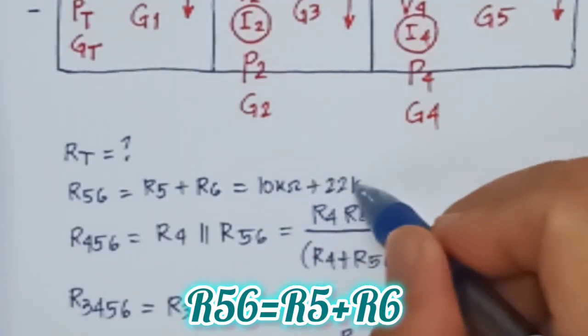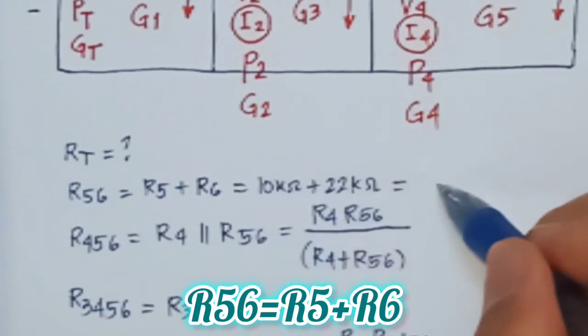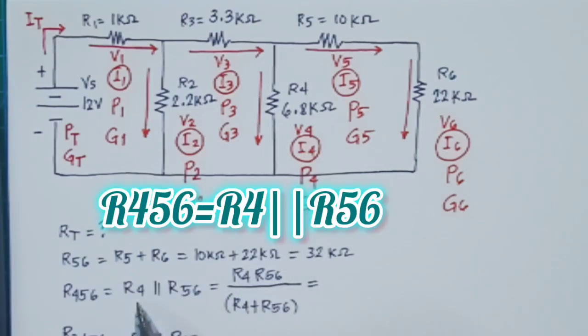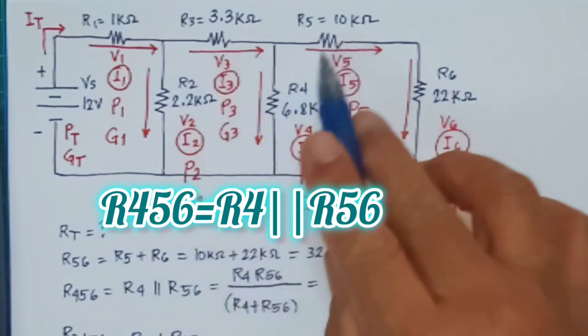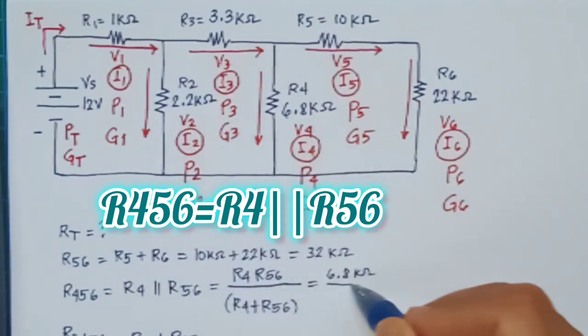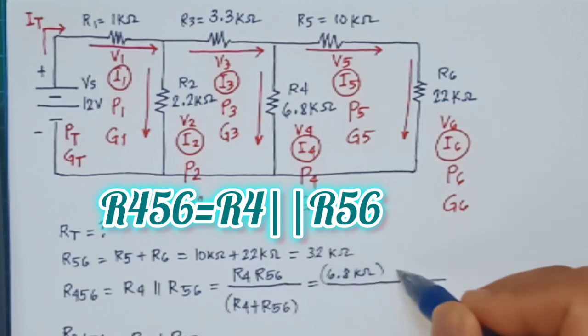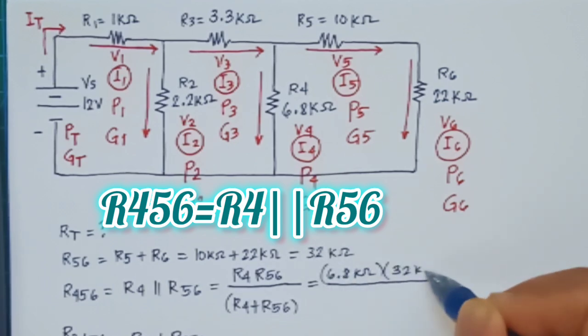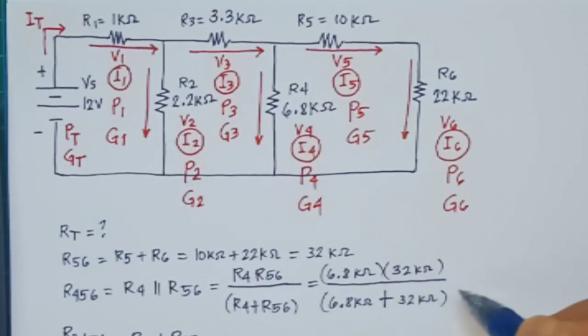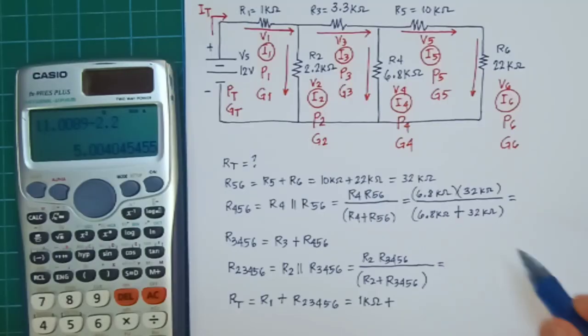R23456. But we have to get first the R5 and 6, so that's equal to 10 kilo ohms plus 22 kilo ohms. We got 32 kilo ohms, and we will calculate R456, and we will get 6.8 kilo ohms multiplied to 32 kilo ohms over the sum. Now when you multiply kilo ohms by kilo ohms, that would be kilo ohms squared. So we will cancel that later on when we divide it by kilo ohms.